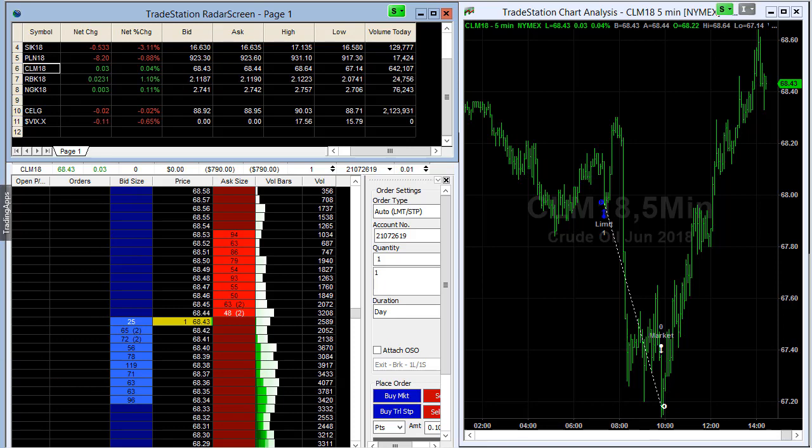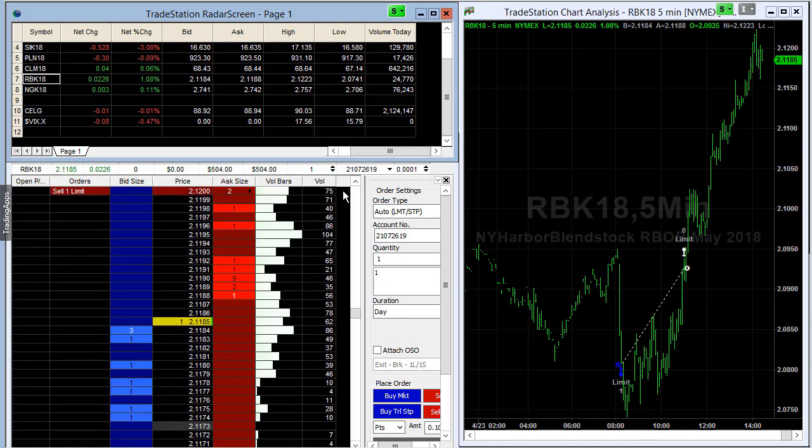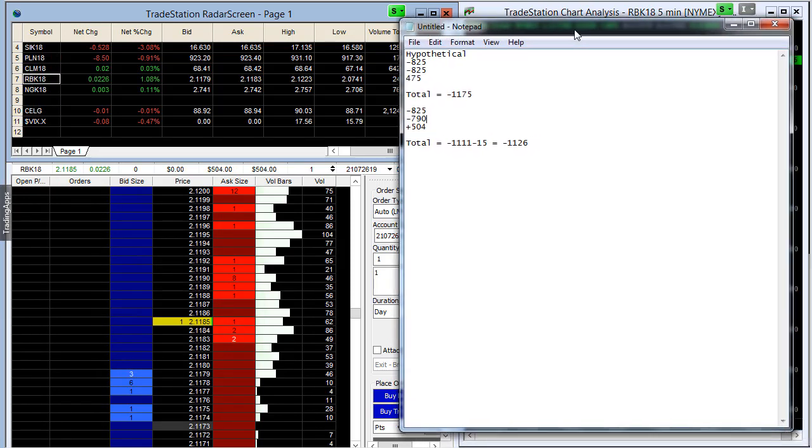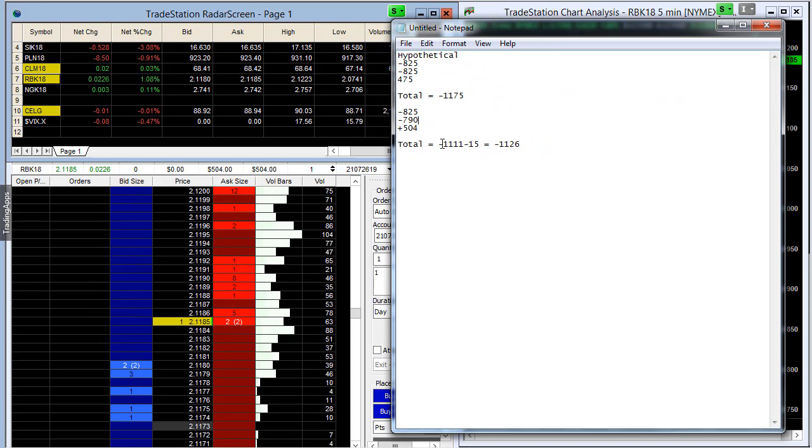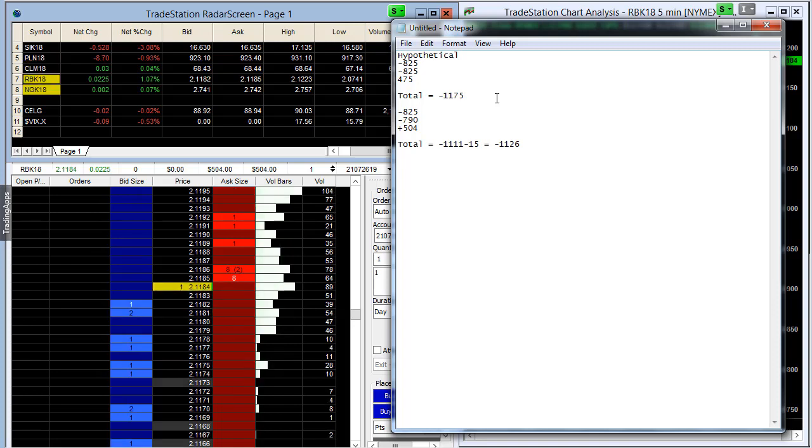And you click on RBOB and you get plus 504. And so you bring those in and you see it gets to minus $1,111, minus $15 for commission, because that's about $5 round turn, and you get minus 1126, which is $49 better or so than the hypothetical.